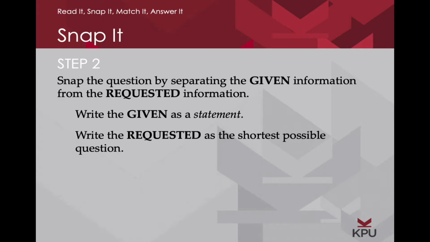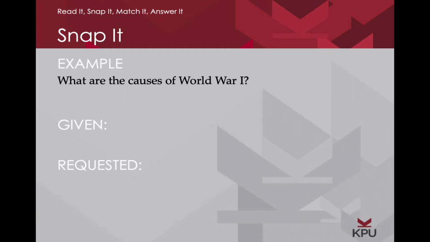So here's the step. You snap the question by separating the given information from the requested information. You write the given information as a statement, as a sentence, rather than a question with a question mark at the end. And then you write the requested as the shortest possible question that you can think of. So if we apply this to the previous question, our World War I example, we try to snap the question in half. In order to do that, you take off the question word, the what at the beginning, and you take off the question mark at the end, and you try to just edit the sentence as minimally as you can, but write it as a statement.